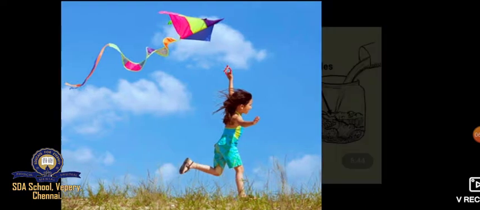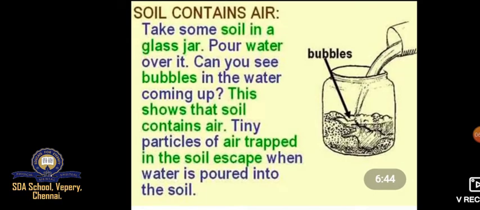Okay, next, look at this picture. Take some soil in a glass jar. Pour some water over it. Now you can see air bubbles in the water coming up. How? It shows that soil contains air. Tiny particles of air trapped in the soil escape when water is poured into the soil.